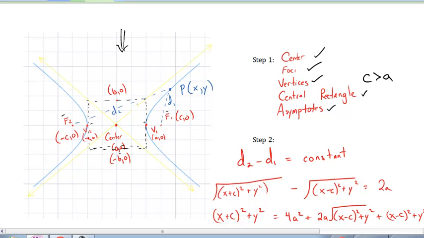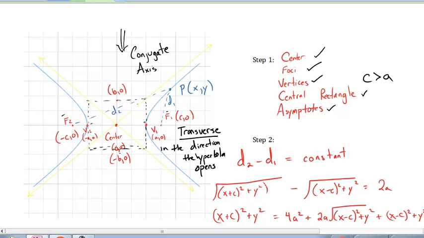In this case, there are no co-vertices for a hyperbola. We do have two axes. We call the main axis of the hyperbola the transverse axis. The transverse axis is in the direction the hyperbola opens. And the other axis is called the conjugate axis. And that obviously is in the other direction.